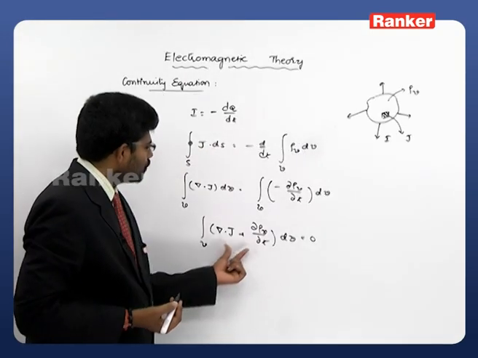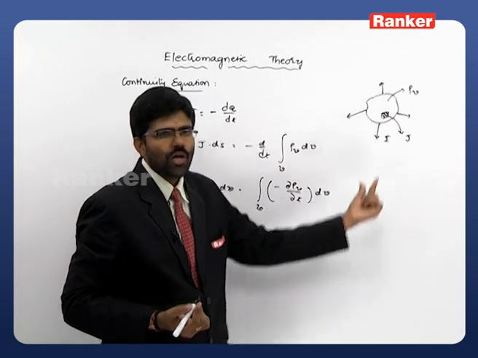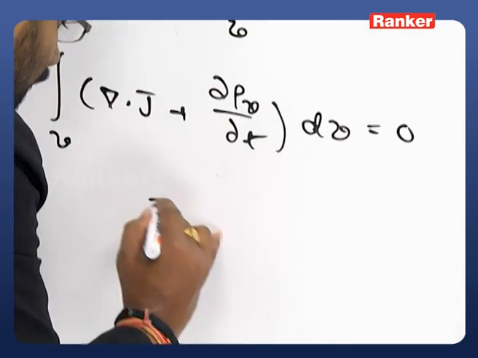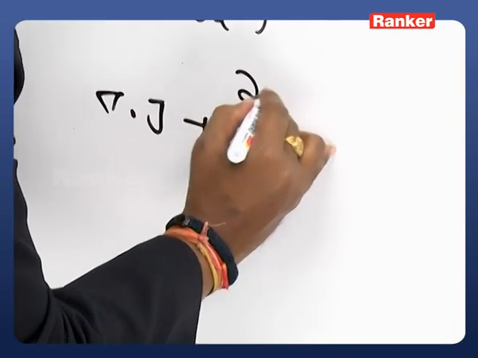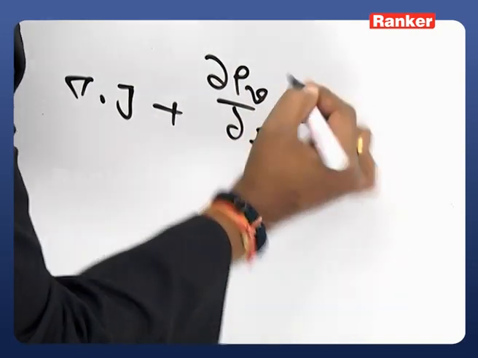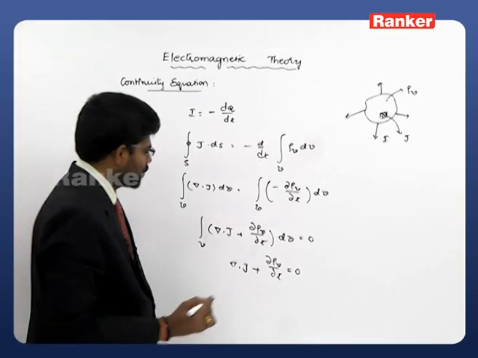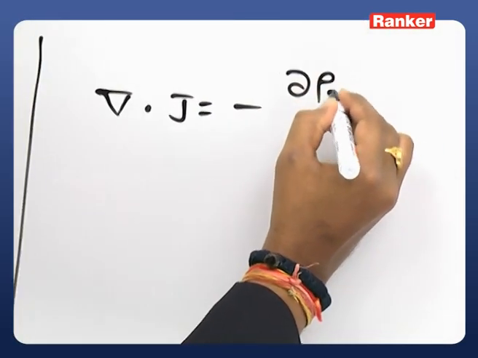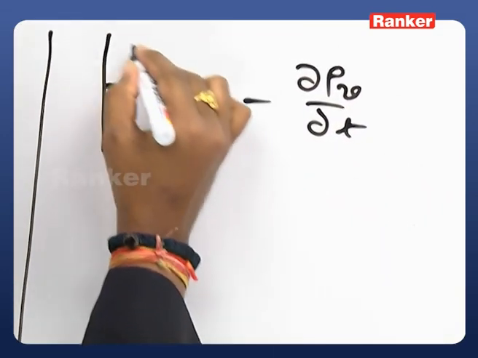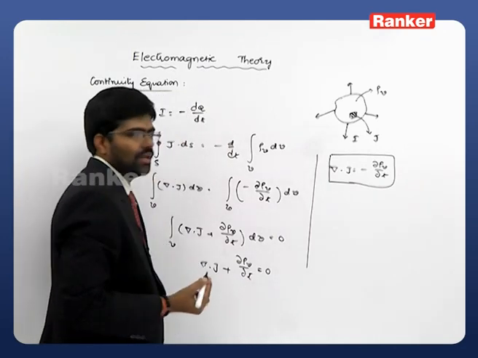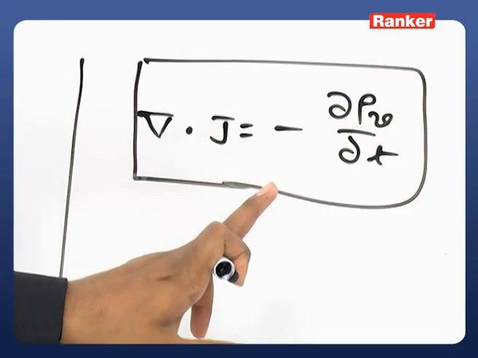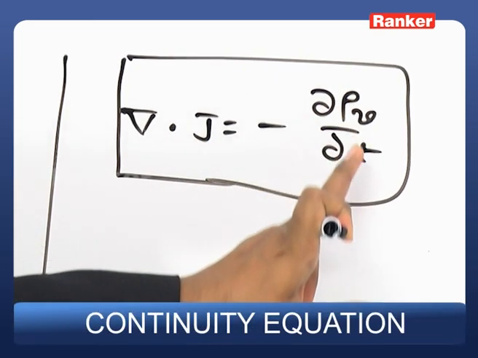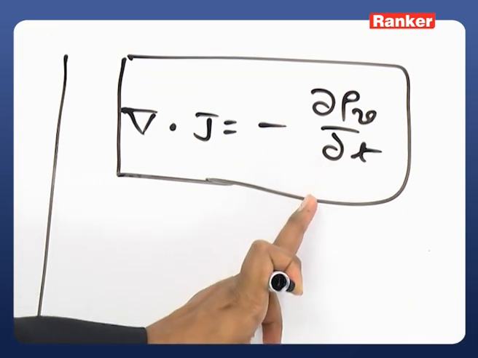So clearly observe this equation, where what we are considering is an arbitrary volume. For any arbitrary volume, if this integration is 0, then definitely we can say the integrand must be equal to 0. That is, del dot J plus dou rho v by dou t is equal to 0, which corresponds to del dot J equal to minus dou rho v by dou t. This equation is called the continuity equation, and it can be applied for many parameters and observations.